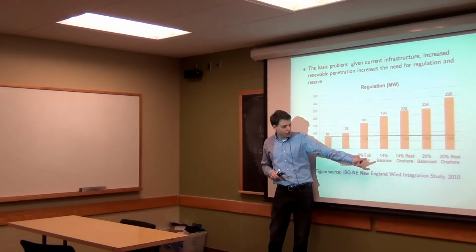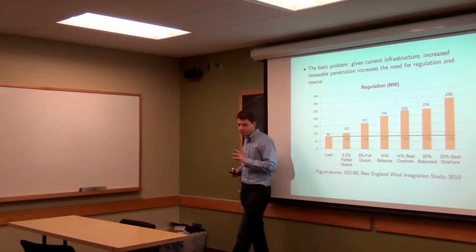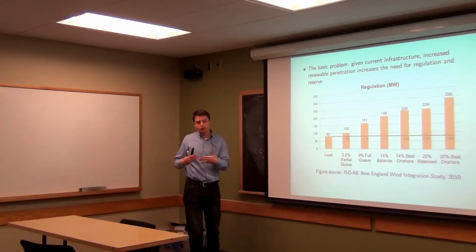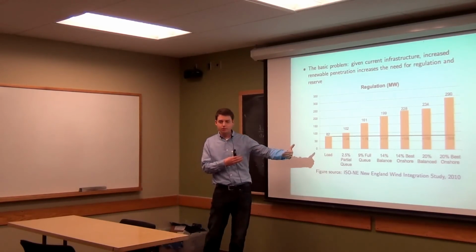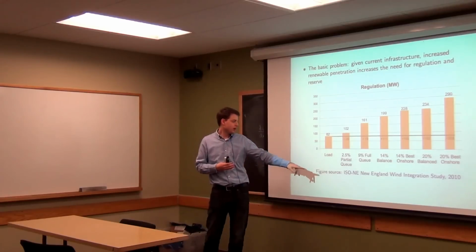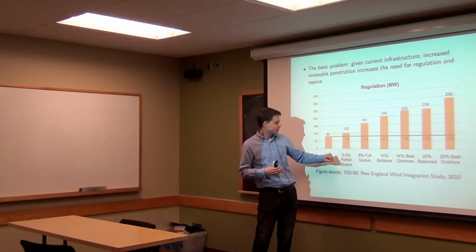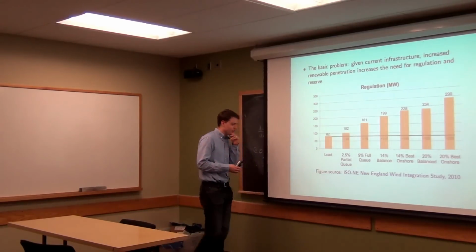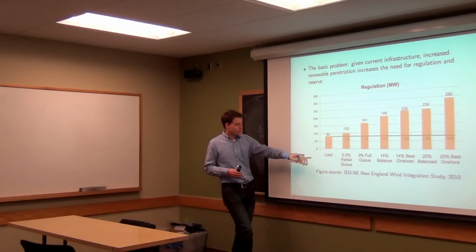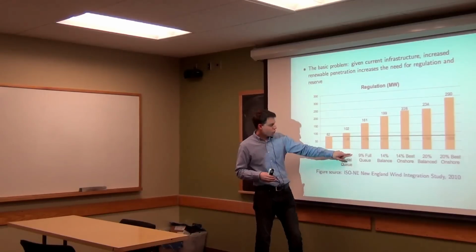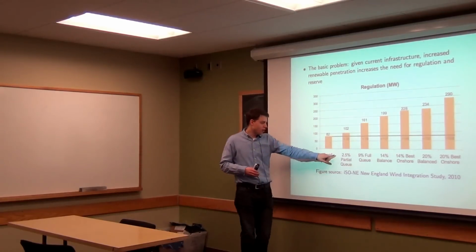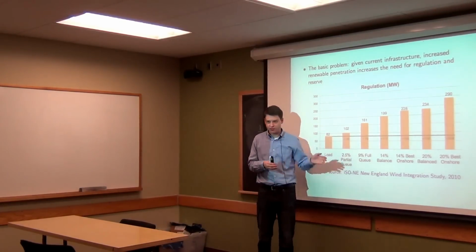A couple of years ago, there was a study on wind integration in New England. They looked at different levels of penetration of wind. What this is saying is how much more wind we add to New England. All the "partial Q" means here is that these are in the queue.